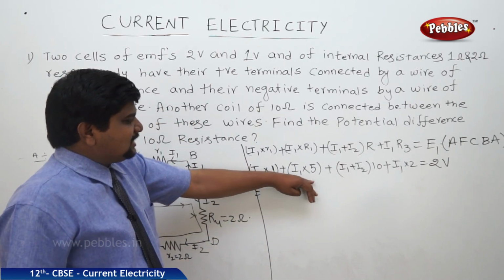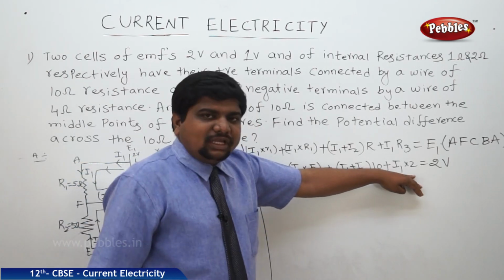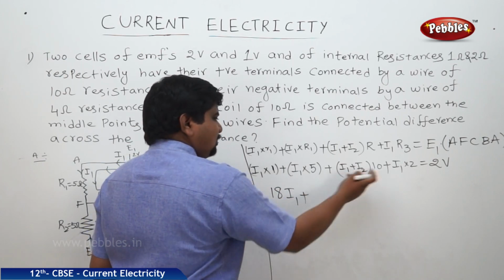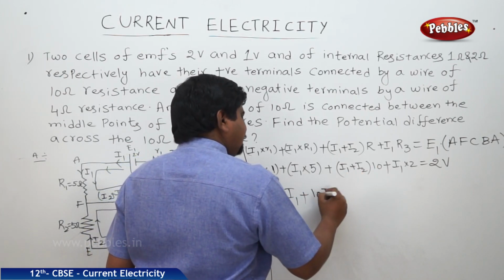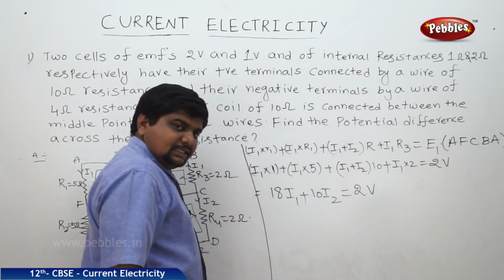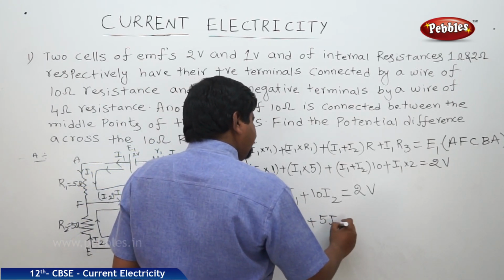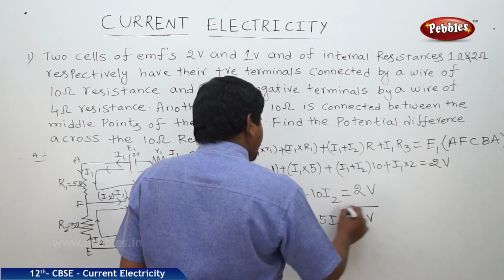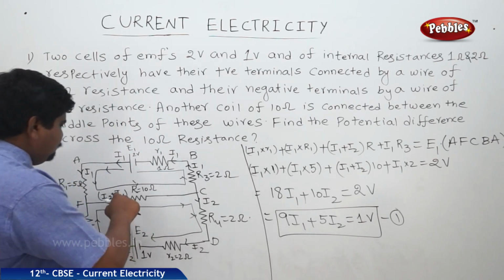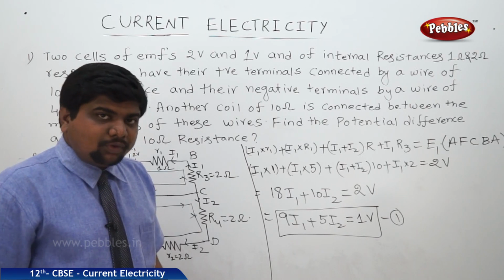This is I1 plus 5I1, 6I1 plus 10I1, 16I1 plus 2I1, 18I1 plus how many I2s are left? Plus 10I2 is equal to 2 volts. Simplify this equation. 9I1 plus 5I2 is equal to 1 volt. Give an equation number to this one. So for this path we have got an equation 9I1 plus 5I2 is equal to 1 volt.